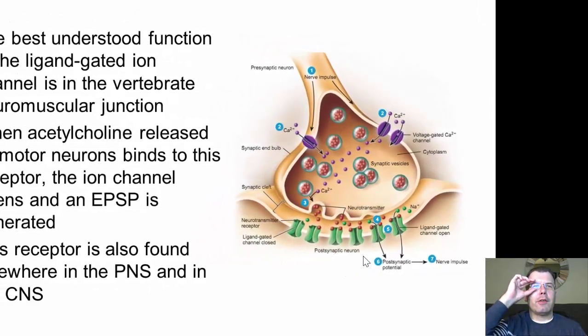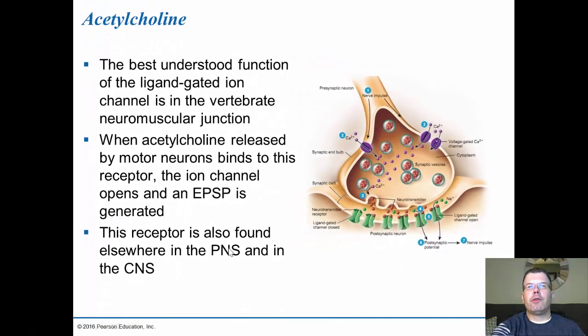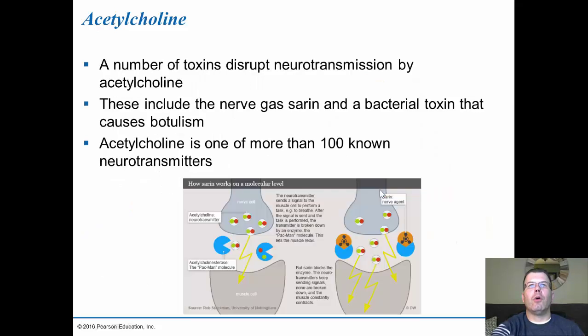And so we're going to look at this and what happens with the muscle, but you can see how this works. And so you find this receptor, and this is typically an excitatory response generated when the ion channel opens, and this is found elsewhere, both in the peripheral and central nervous system. So very common type of response that we see here with acetylcholine.